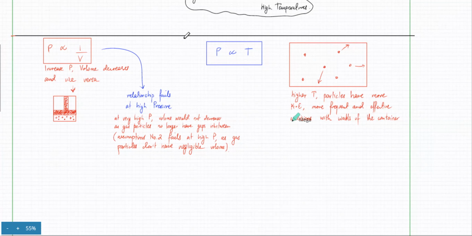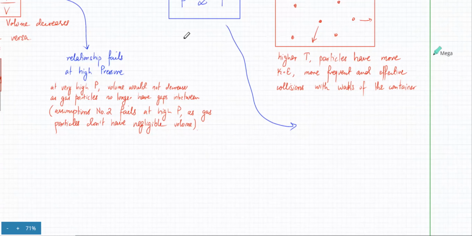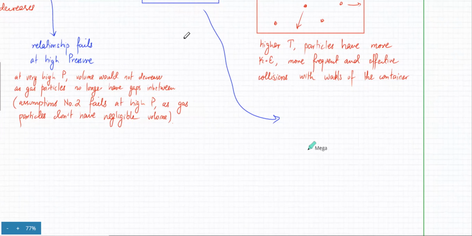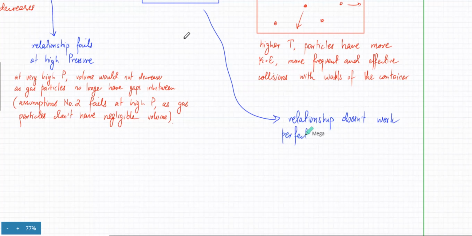But even with this relationship, remember this relationship is also going to be affected because it's not really going to work at low temperature. The relationship doesn't work perfectly at low temperatures. So why doesn't it work at low temperatures?